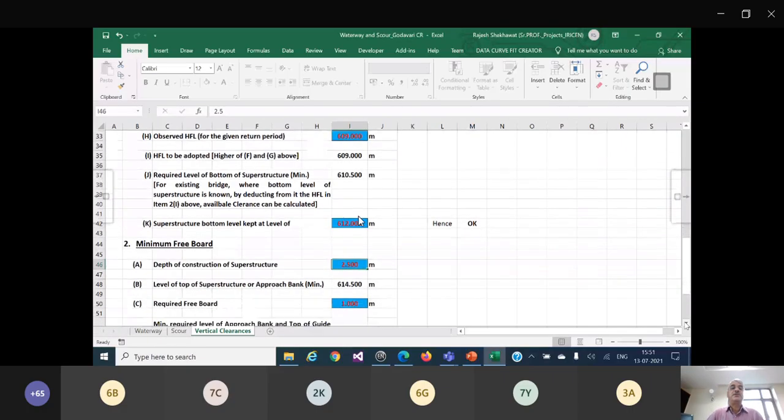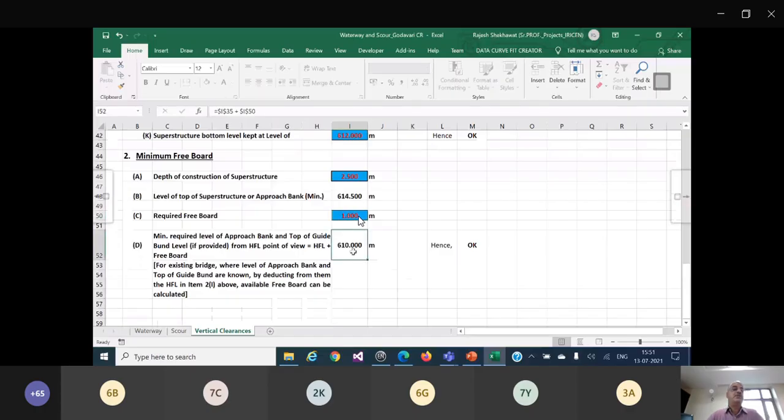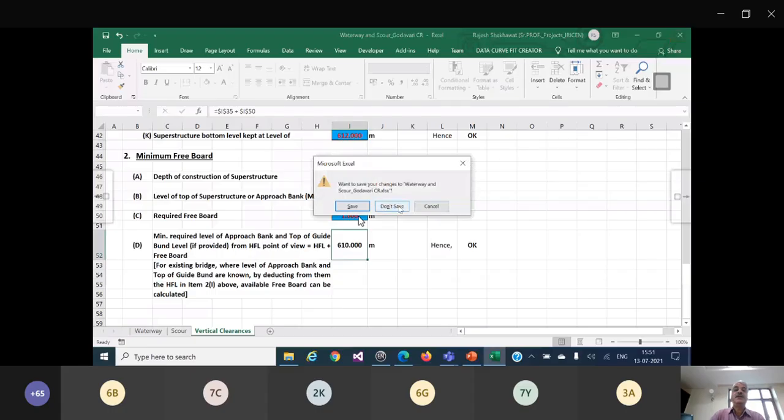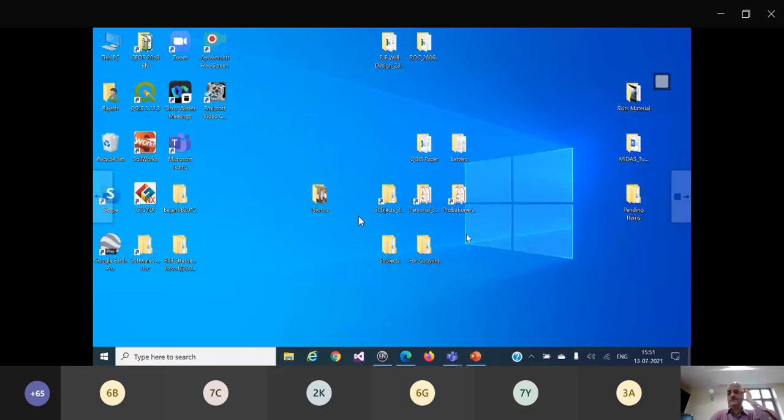Similarly, the depth of construction of the superstructure for this girder is given in the RDSO drawing. It is 2.5 meter. So your top of superstructure will be bottom of superstructure plus this, so 16.4, and we give freeboard clearance as 1. So you will require your approach embankment to be at a minimum of 610. If your approach embankment is not at this level, it will come not okay. That's all. So it is a very simple spreadsheet. You can use it and calculate all those things without missing anything.